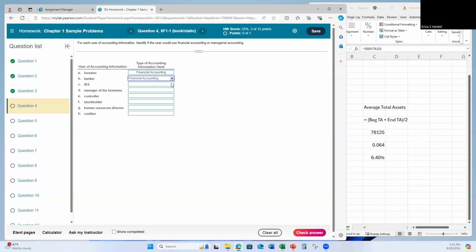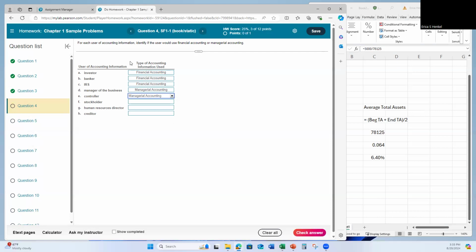The Internal Revenue Service is an external organization, so they are primarily interested in financial accounting. Managers are working inside the business, so they are interested in, shockingly, managerial accounting. Controllers are at the management level of financial control within the company. They oversee the financial reporting of the company, work for the company, therefore they're primarily interested in managerial accounting.